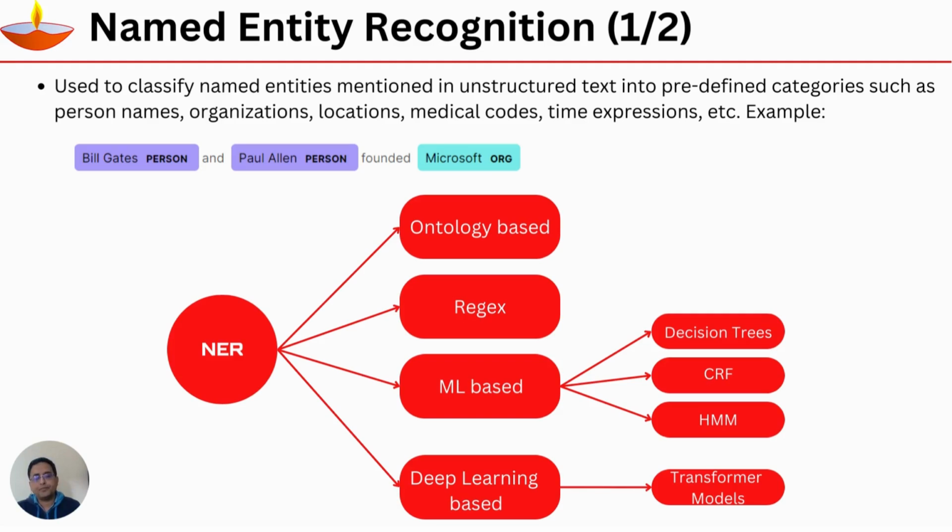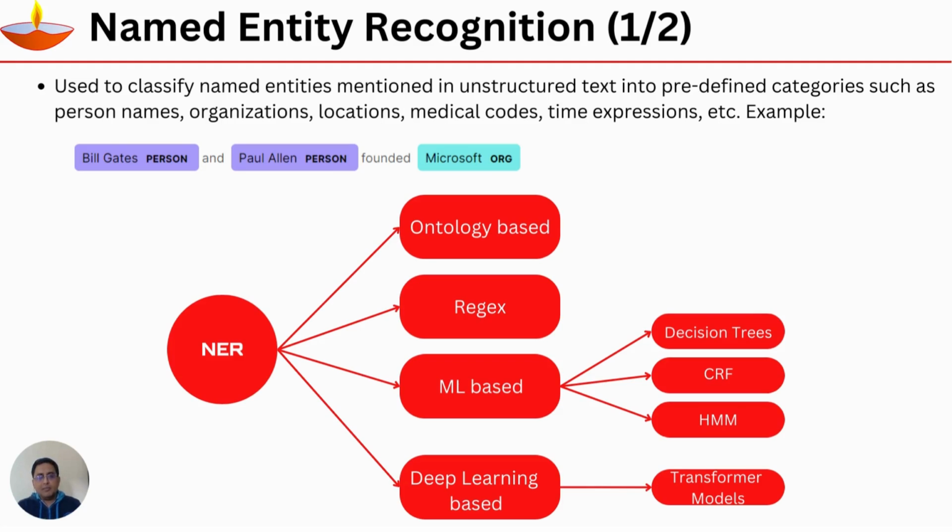So if the pattern changes, then the regular expression might fail to pick the respective entity and the corresponding value as well. Then we have the ML-based classification approaches, and these could be based on decision trees, conditional random fields, or hidden Markov models, HMM, and so on. To my understanding, as of now, CRF is something which is still in use, but I have not seen in recent times much implementation of decision trees and HMM for NER purposes.